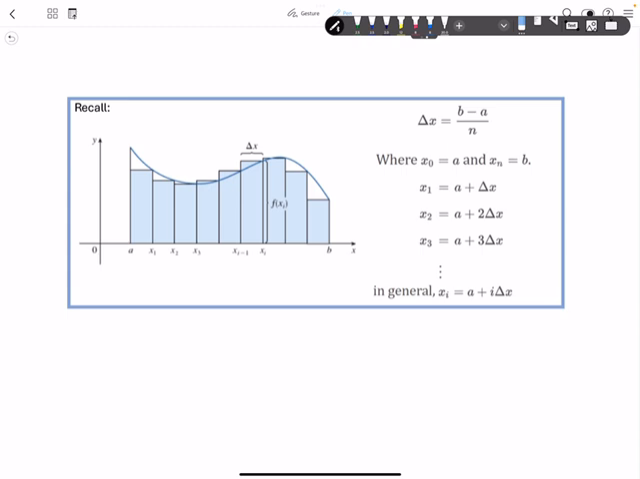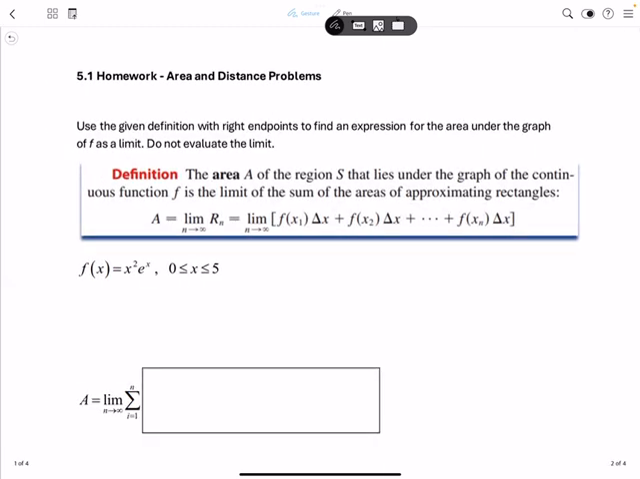So you can see that as we move from a to x sub 1, I moved 1 unit of delta x to the right. So x sub 1 becomes a plus delta x. Similarly, the second partition point, x sub 2, is going to become a plus 2 times delta x, and so on, so that we can generically say x sub i is equal to a plus i times delta x. So back to my problem here.